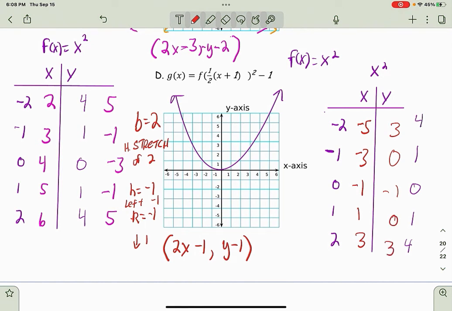So let's go ahead and graph these. So we have (-5, 3). I have (-3, 0). I have (-1, -1). I have (1, 0). And then I have (3, 3). I draw my line. And you can see that my new transformed parabola is stretched compared to the parent function. And that's it. If you have any questions, please let me know on Monday.